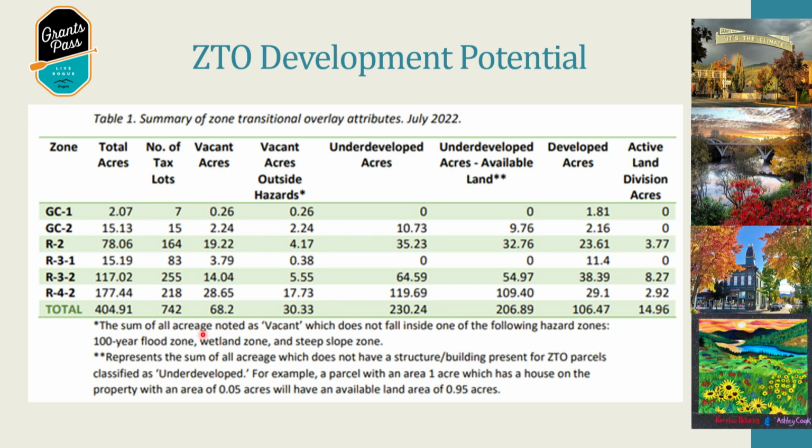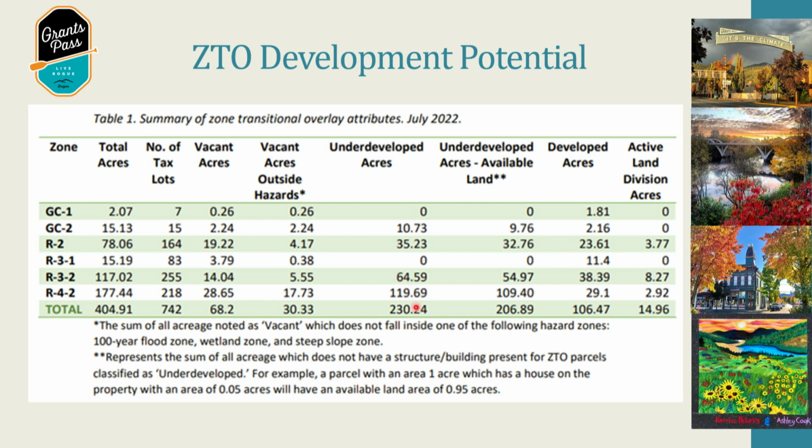The vacant acres is 68.2. The vacant acres outside of hazards, meaning steep slope or floodplain areas or wetlands areas, is 30 acres. Now, that doesn't mean that the difference between those two, that you can't build on it. You have some development potential. It just, there's typically more cost involved if you're doing the steep slope or floodplain development.